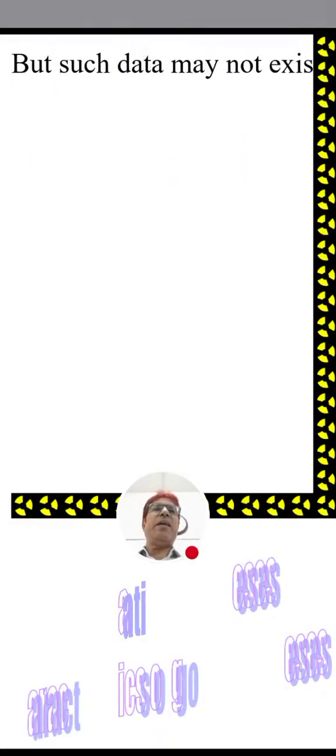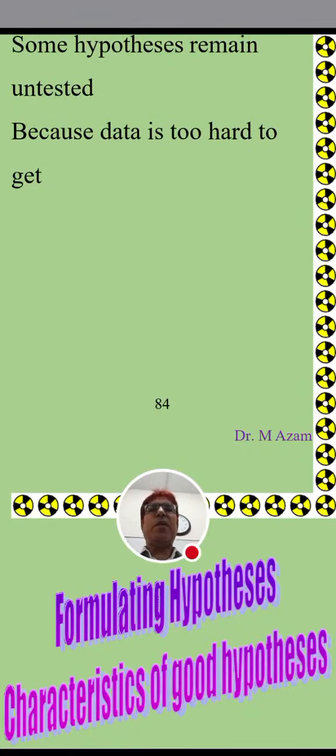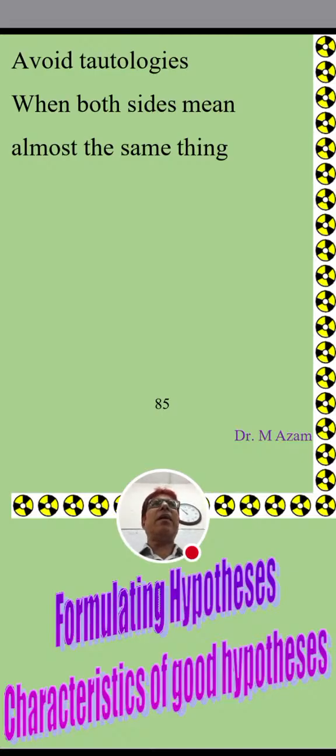Such data may not exist. Practical limits matter. Time matters. Money is important. Data availability is important. Some hypotheses remain untested because data is too hard to get. Some hypotheses cannot be tested. They remain untested. Avoid tautologies.